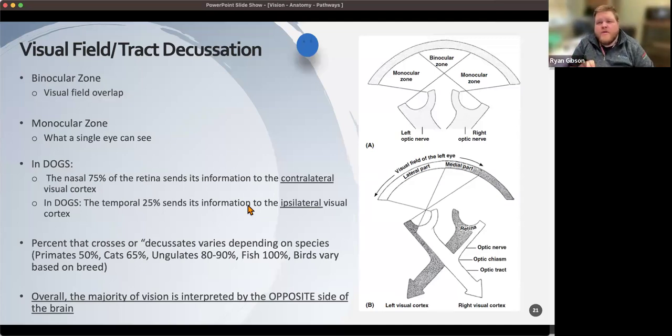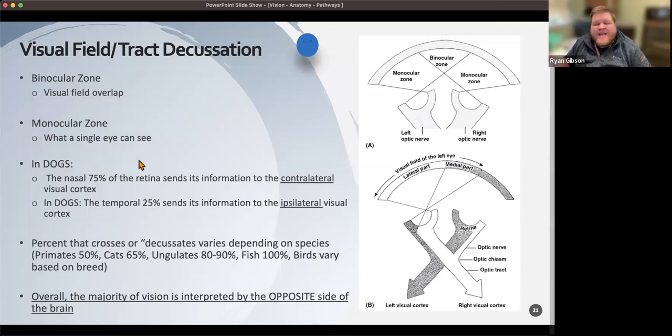Why does that matter? All right. Because when we talk about left eye versus right eye, what we're actually talking about in veterinary medicine a lot of the time, especially with menace response, is visual fields. And when we talk visual fields, right visual field, left visual field, it is the visual fields that are being interpreted by the brain. So the right visual field is being interpreted by my left brain and vice versa.